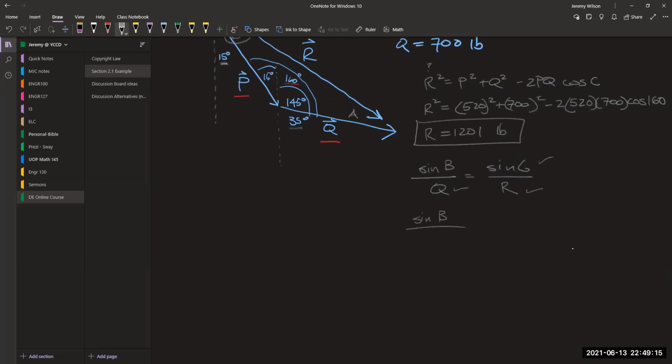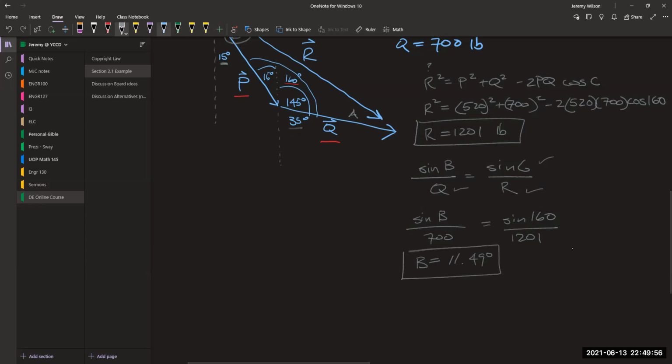Sine of B over Q, which is 700, is equal to sine of C, which is 160, over R. We calculated 1201. Of course, you can have more sig figs in your calculator and just do the math there, and you'll find that the angle B is equal to 11.49 degrees. Again, it starts with a 1, so we're going to leave it at 4 sig figs. If it doesn't start with a 1, we'll leave it at 3.